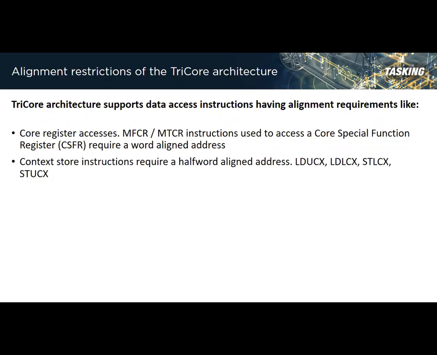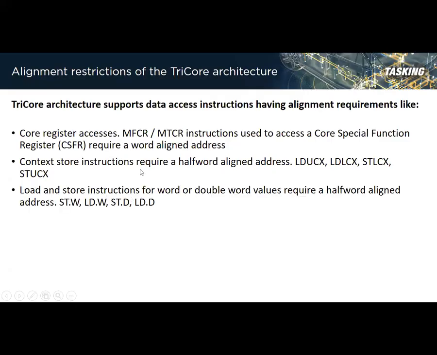So there are instructions like core register access instructions, which require a word-aligned access, and context store instructions, which require half-word aligned access. A word is 4 bytes, a half word is 2 bytes for the TriCore architecture. And other instructions like load or store word or double word instruction. A double word is 8 bytes. They require half-word alignment, so you cannot use an odd address for one of these instructions. Then this will be acknowledged with a bus trap by the TriCore CPU.